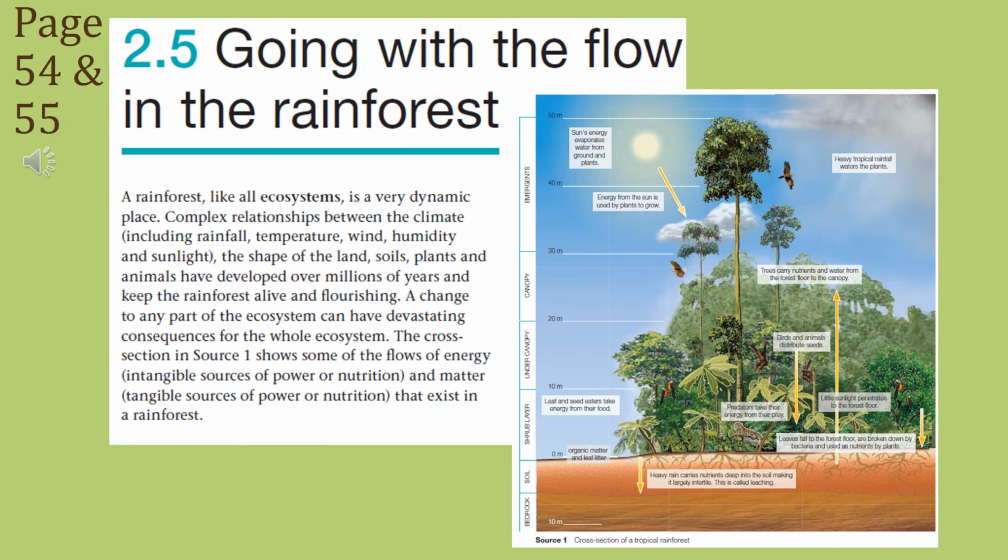The cross-section in source 1 on your left shows some of the flows of energy, intangible sources of power and nutrition, and matter, the tangible sources of power and nutrition that exist in a rainforest. You might like to take a really careful look at the full page of this graphic, which is on page 55 of your textbook.